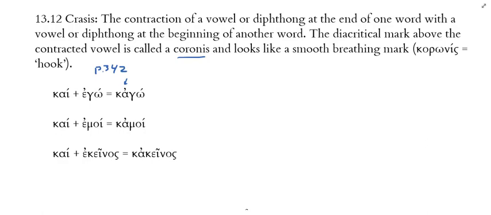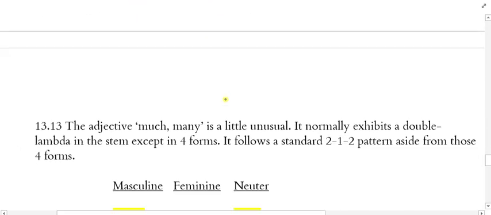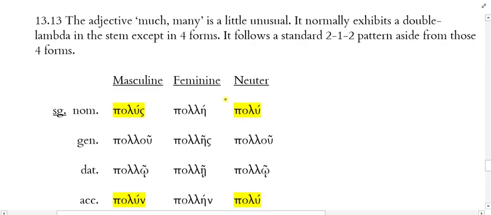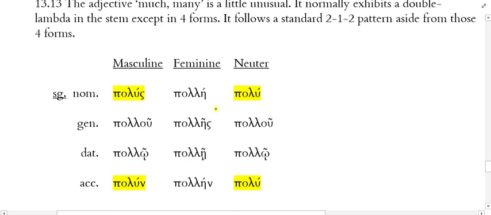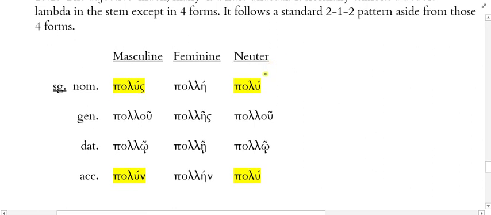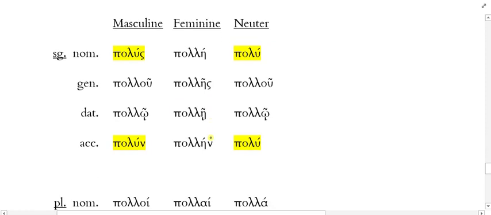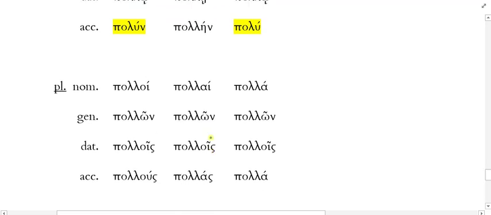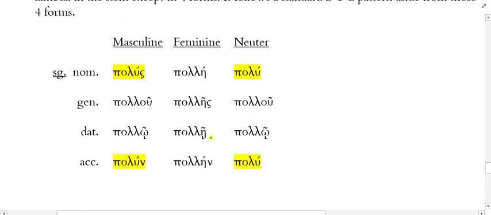The last item of our chapter here has to do with the adjective much or many. And this adjective is a little bit unusual. It is not so unusual that you can't parse it. Okay? But the word for much or many is, these are our three forms, polus, polle, polu. It follows a 2-1-2 pattern, except for four forms that are unusual. What we see as you look at the forms, just let your eye look down, you'll notice that all the forms of this adjective have a double lambda, except for where the highlighted yellow is. Which forms are those? Well, they're masculine and neuter forms in the nominative and the accusative. These have a single lambda and then an upsilon.